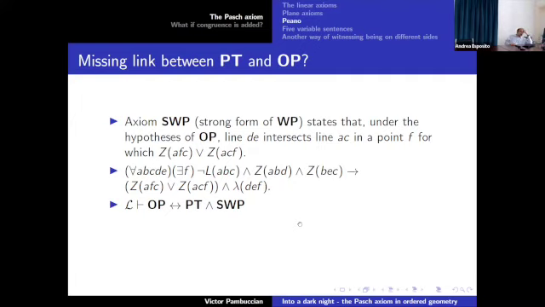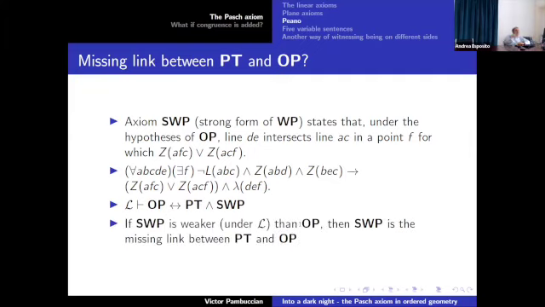So all you need to show is that you can get the strong out of the non-planarities. We don't know if strong weak Pasch is weaker under L than outer Pasch. But if it is, then it's the missing link.